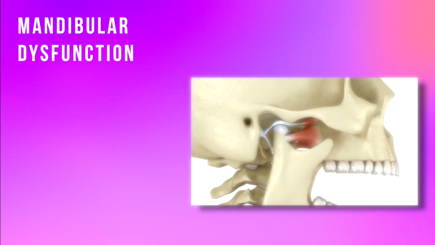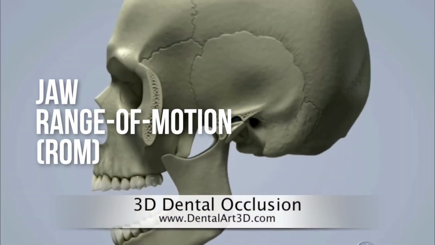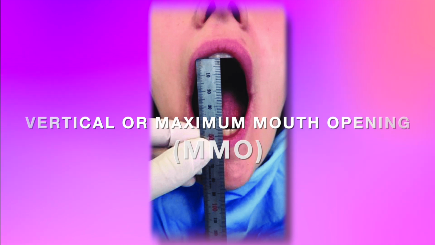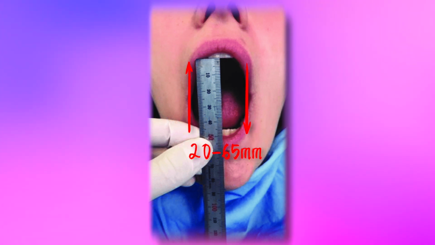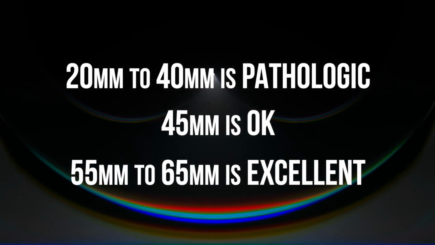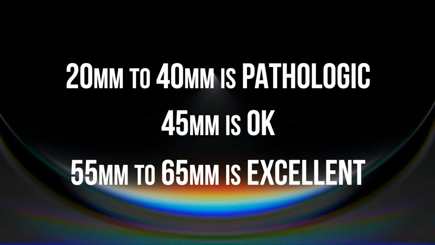Mandibular dysfunction. We will take the jaw ROM or jaw range of motion score. Measure the vertical or maximum mouth opening, MMO. This score can be 20 millimeters to 65 millimeters. 20 to 40 is pathologic. 45 is okay. 55 to 65 is excellent.